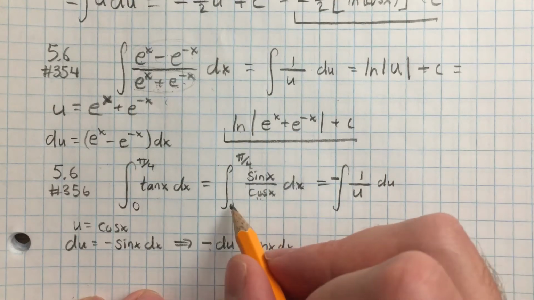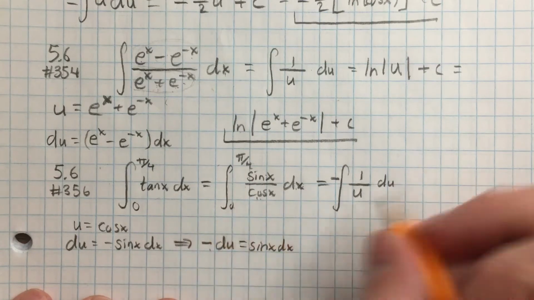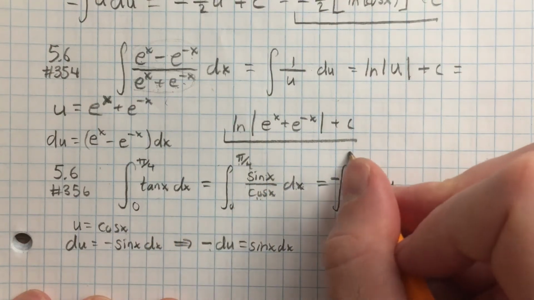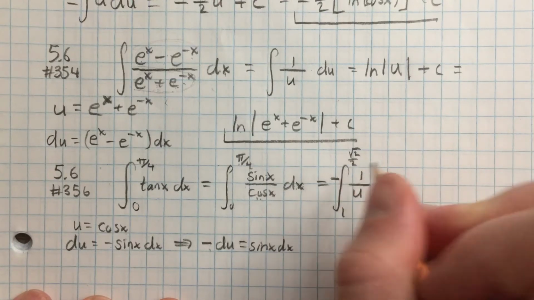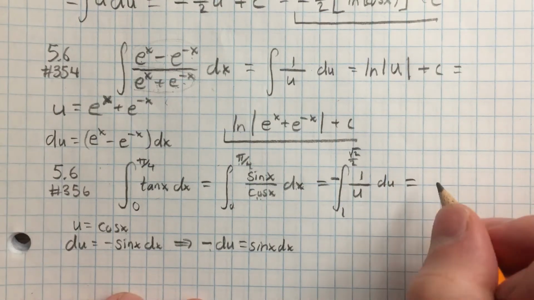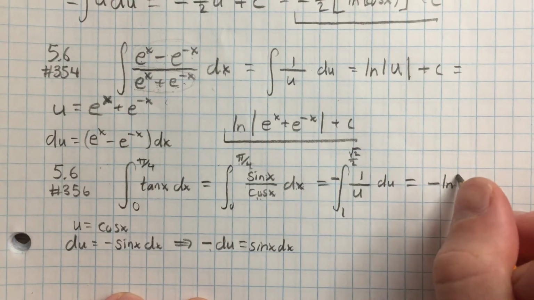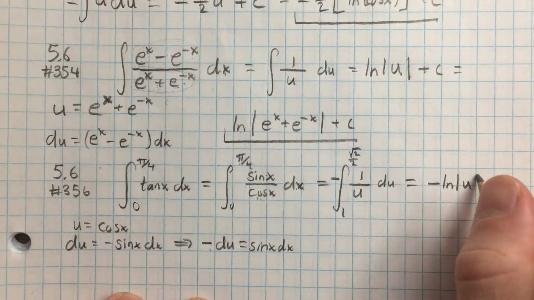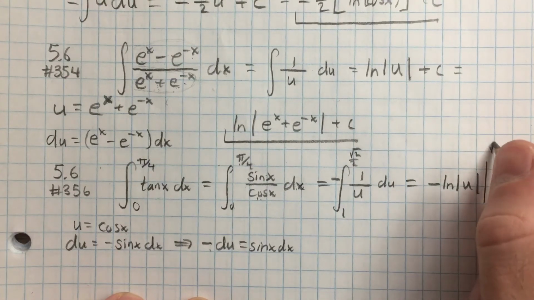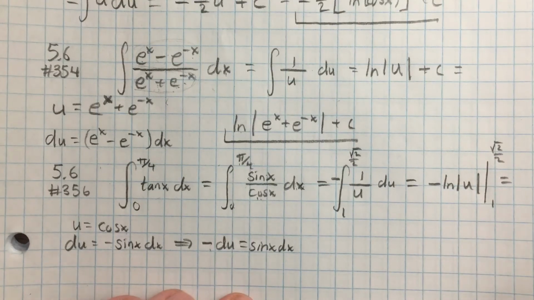Now, I need to run the limits of integration through the transformation because it's a definite integral. Cos of 0 is 1. Cos of pi on 4 is root 2 on 2. That'll save me some work in the end. All right, so now we know this is going to be negative natural log of magnitude u evaluated from 1 to root 2 on 2, according to the fundamental theorem of calculus.